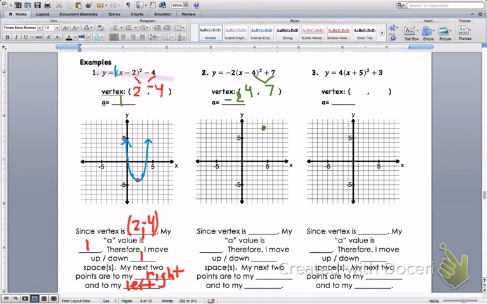I'm going to use my A value. I'm going to go down, to the left, and to the right. So these are my 3 points to graph my parabola. This one's a little bit more narrow because it's stretched out a little bit more than the previous one. Let's fill in the blanks at the bottom. Since my vertex is 4, 7, my A value is 2. Therefore, I move up and down 2 units or 2 spaces. My next points are to the left and to the right, and just 1 unit always.